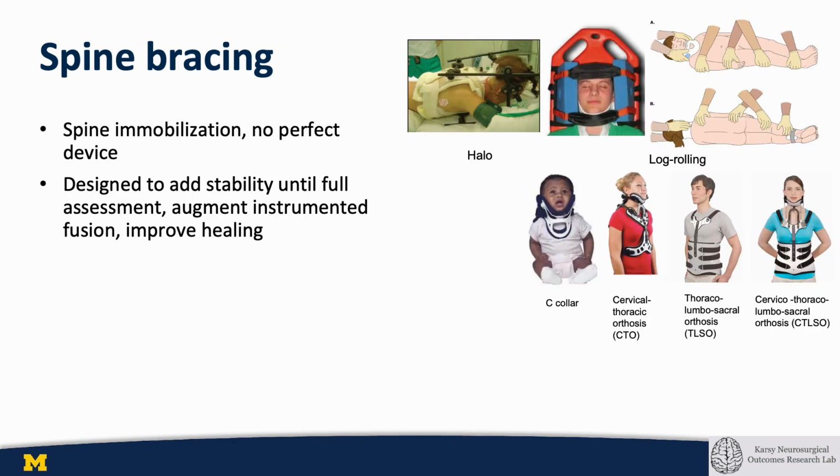So with spine bracing, we use immobilization. There's not really a perfect device. Bracing like a C-collar or brace is used to help stabilize the spine. We use these braces to give us some time so we can evaluate the patient, but for someone with an unstable spine, these are not options. This is just not even a temporary fix. They're not able to completely stabilize the spine.